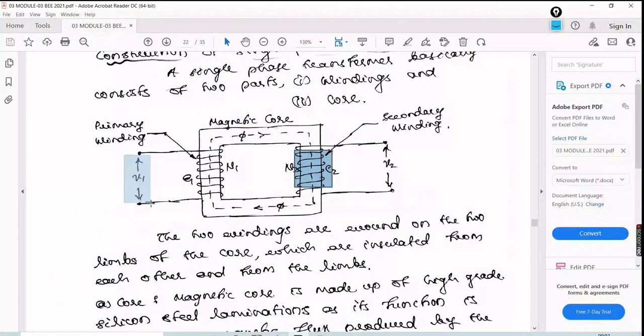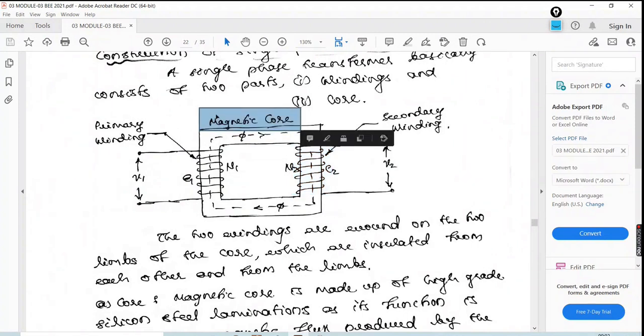Whenever the power supply is given to the primary winding, it will produce the magnetic flux. This line of flux will be cut by the secondary, and will cause the induced EMF. Then what is the magnetic core? It will provide the mechanical support for the primary and secondary windings, and also provide the path for the flux. That is the function of the magnetic core.